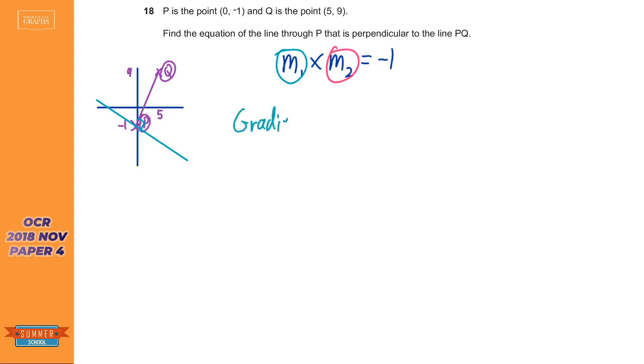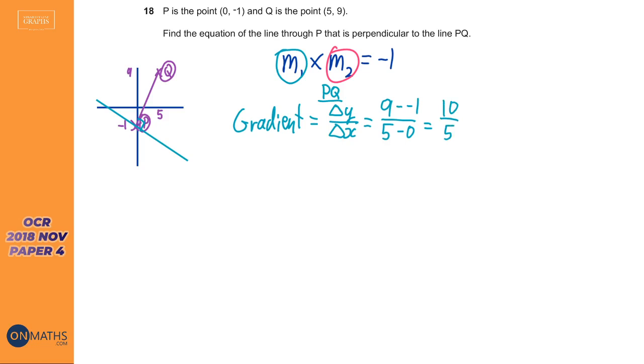So let's work out that gradient, and we've been doing this a lot today. The gradient for line PQ, so I should write down PQ because that's what we're working out. It's changing y over changing x. We're well versed on this now. So it would be 9 take away -1 over 5 take away 0. 9 take away -1 would be 9 plus 1, which is 10 over 5, which equals 2. So m1 is 2.